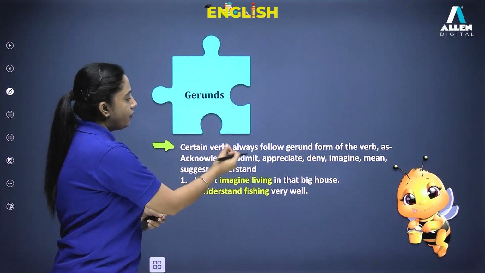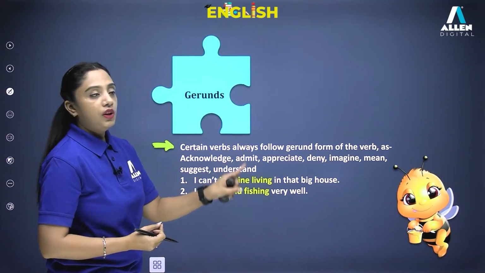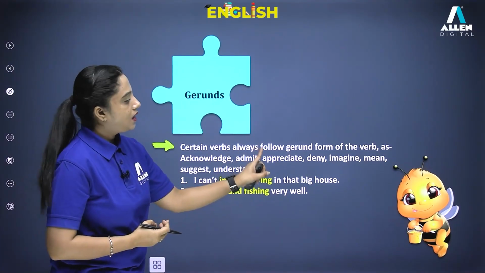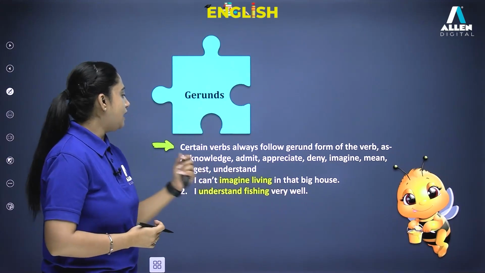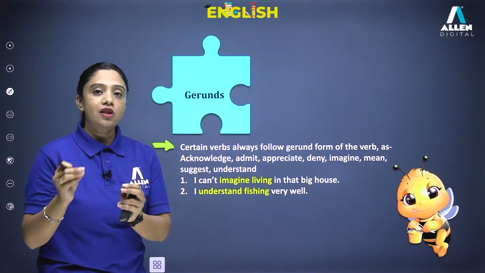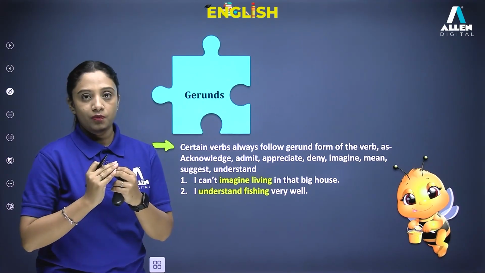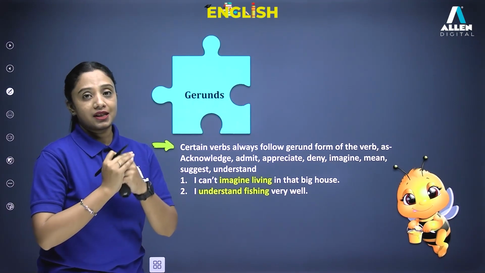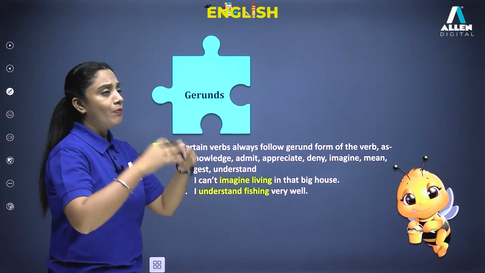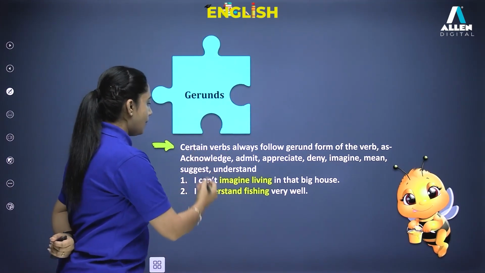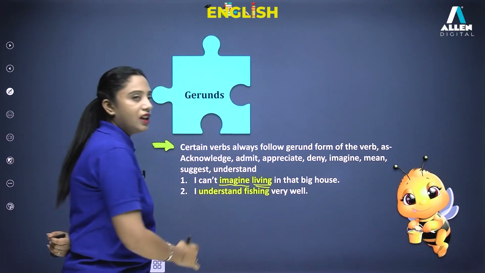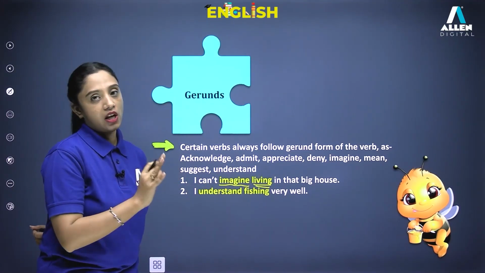Certain verbs always take the gerund form of the verb after them, such as acknowledge, admit, appreciate, deny, imagine, mean, suggest, understand. So after these, if you see a word in ing form, it is going to be a gerund. You have to remember this concept. Here's the first example. I can't imagine living in this big house. Here, imagine is one of the words in the list, and after that, living is written. So this living is a gerund, right?